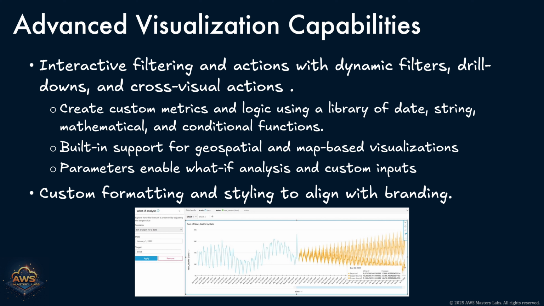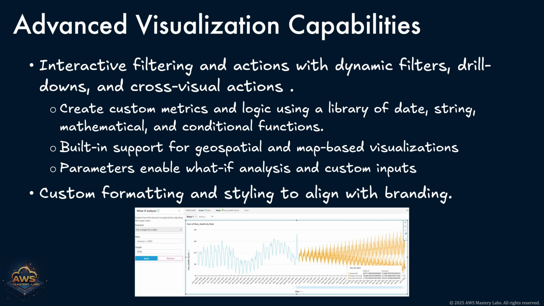Behind the scenes, QuickSight allows authors to define calculated fields using a wide range of built-in functions. These include mathematical operations, date calculations, string manipulations, and conditional logic. This means you can derive new metrics and business logic directly within your visuals without modifying your original datasets.